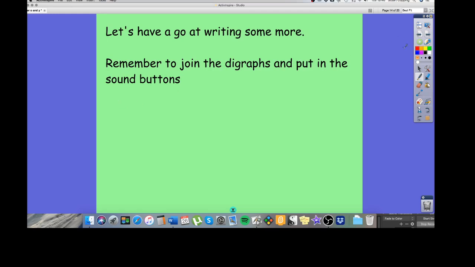So first of all, I'm going to put the sound buttons in. I'm going to have K, I. There's our I sound. So we've got C, R, and then Y. Okay. Then I want you to have a go at I, shy. Rosie Revere was too shy to speak. Shy.